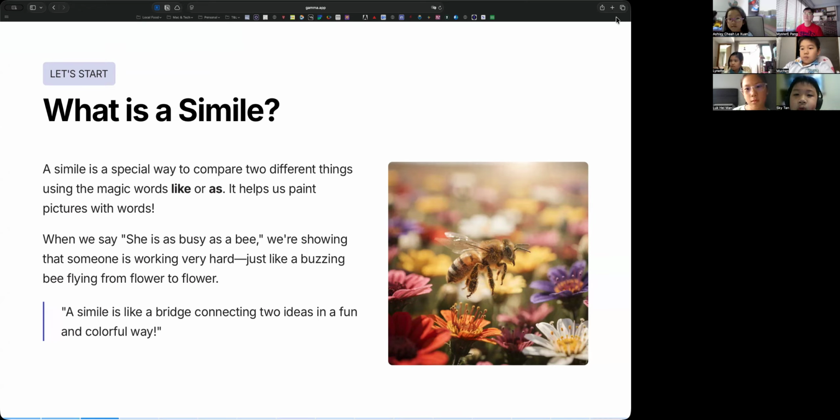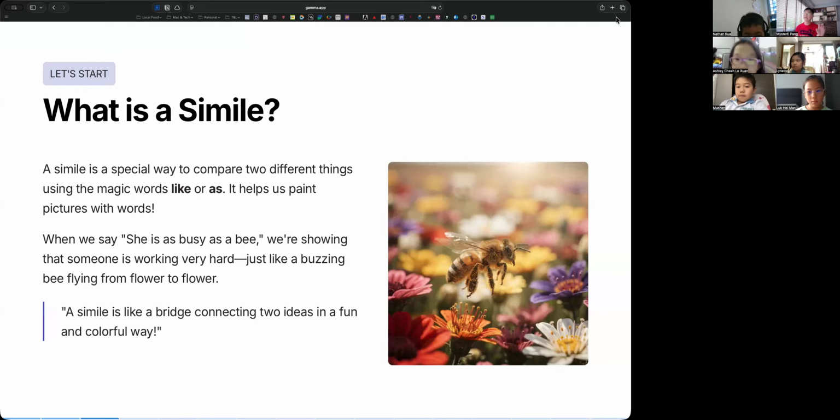Because a bee is very busy. Right? Have you all seen bees buzzing around? They're always buzzing from flower to flower. They're always gathering pollen or making honey. So they're very busy creatures, aren't they? So when we compare someone to a bee, we're saying that the person is really busy, just like a bee. So as and like are two words you can use to compare one thing to another. Okay? Thank you, Chloe.